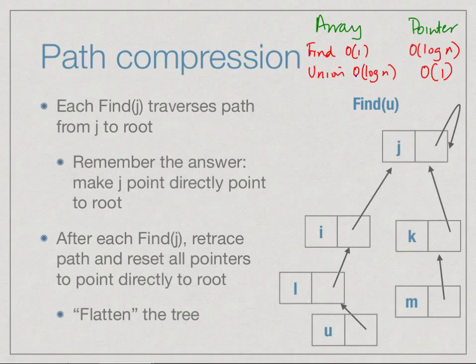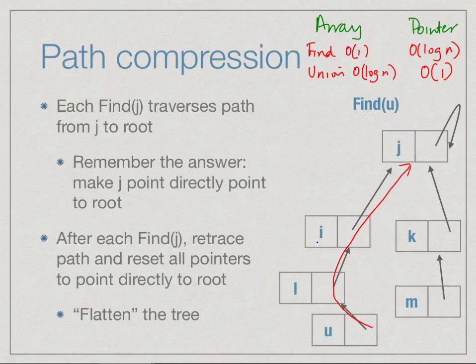Now it turns out that we can do something much more clever and make find even more efficient. We can keep the order 1 of course for union, but order log n can actually be reduced. The key is that once we have traversed this path from u to j, we know not only that the component containing u is j, we know the component containing l is j, we also know the component containing i is j. So why don't we make use of this information and not recompute it each time we come back?